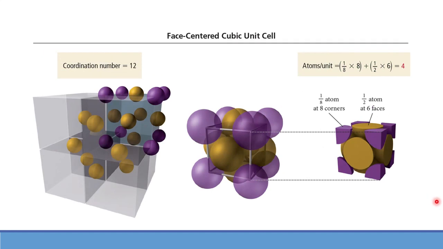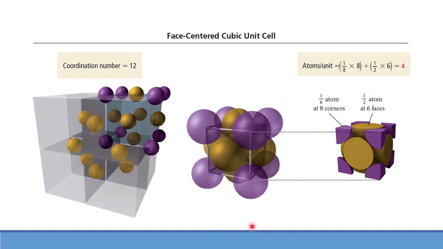The face-centered cubic unit cell has a coordination number of 12, and it has 8 times 1/8 and half times 6 atoms, so that's 4, because you get a half atom at every face on the cube, and there are 6 faces in a cube. And then you have 1/8 of an atom at every corner, and there's 8 corners. So you add all of this up together and you get 4.